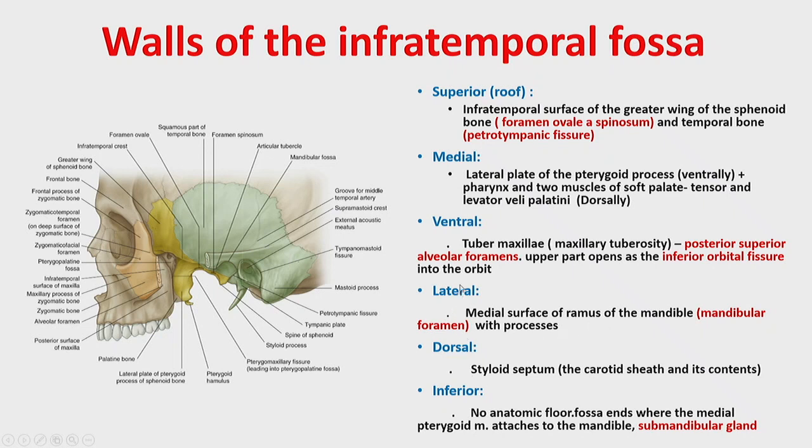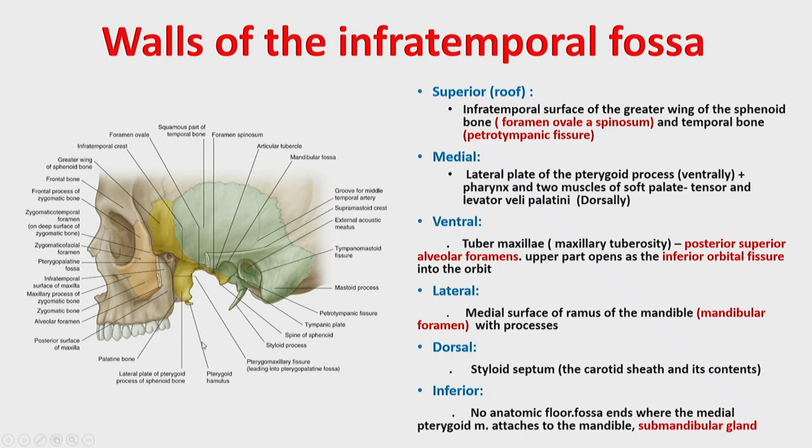The lateral wall, as we said, and here it is removed to see the infratemporal fossa, is the ramus of the mandible and the two processes that it has, the condylar and coronoid processes. The dorsal border is the styloid septum. The styloid septum is a group of muscles that attach to the styloid process of the temporal bone. Sometimes they also consider the mastoid process and the structures attaching to it in the parapharyngeal space or lateral pharyngeal space. We are going to discuss what the styloid septum is.